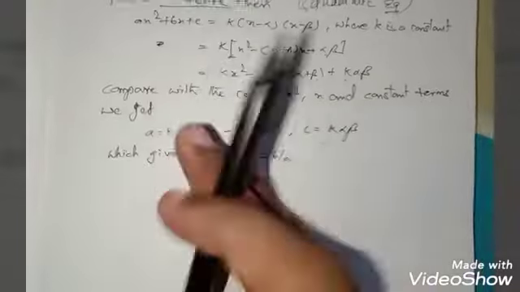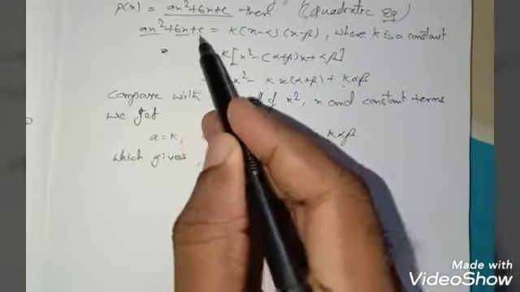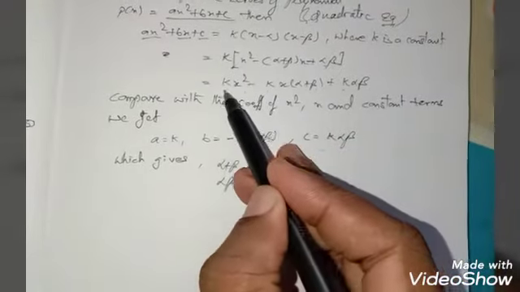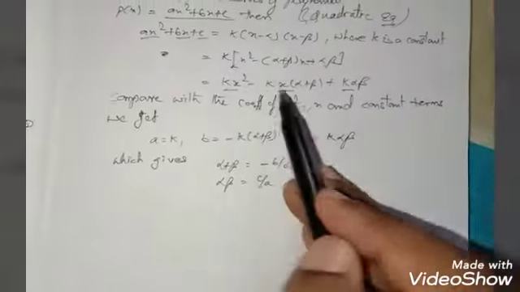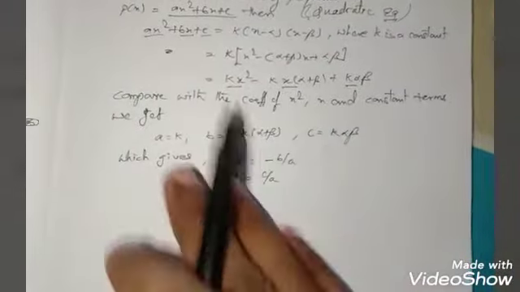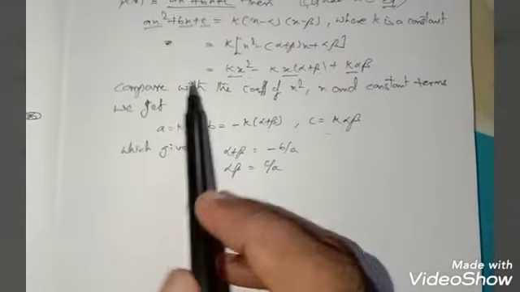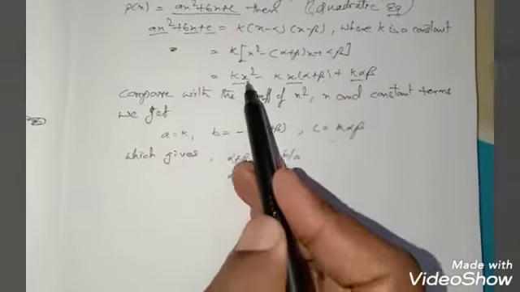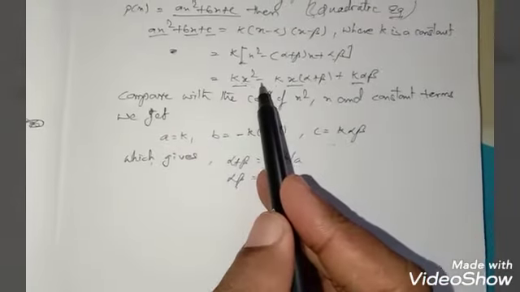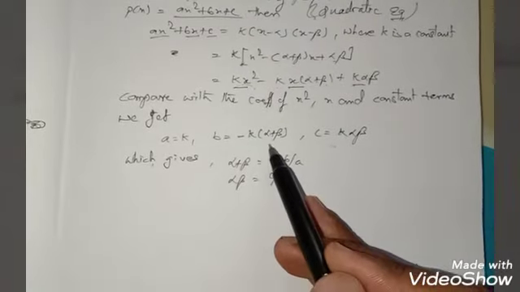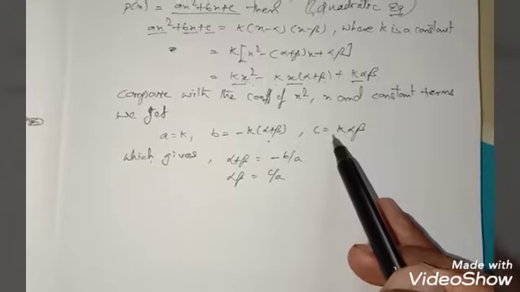Right, next, compare the coefficients of x square, x and constant on the LHS and RHS, both sides. After comparing the coefficients of x square, x and the constant, you will get a is equal to k, and b is equal to minus k into (alpha plus beta), because minus is there, and c is equal to k into alpha beta.